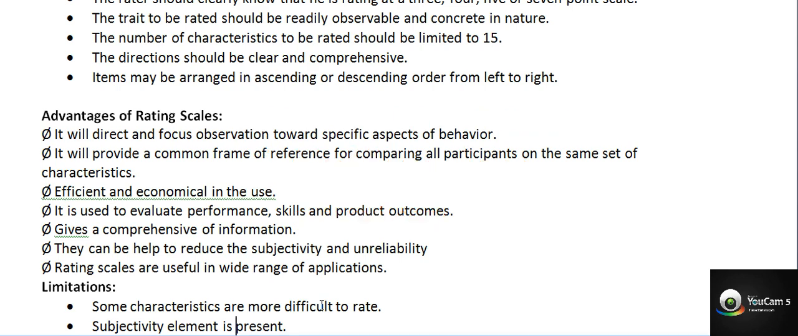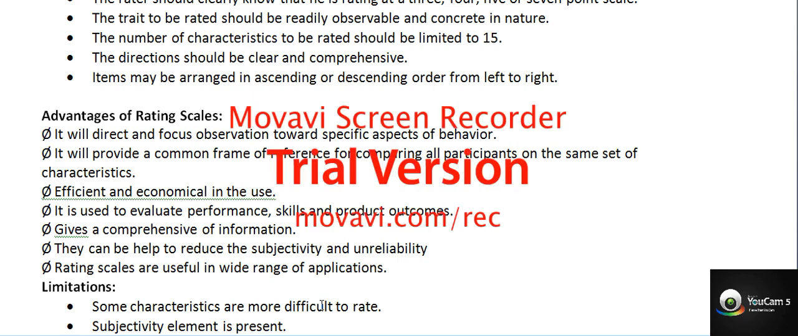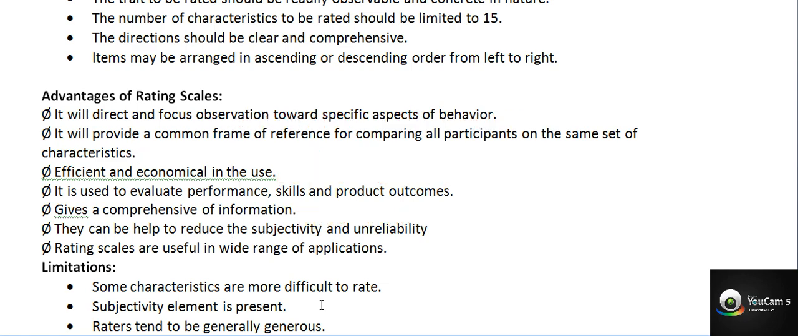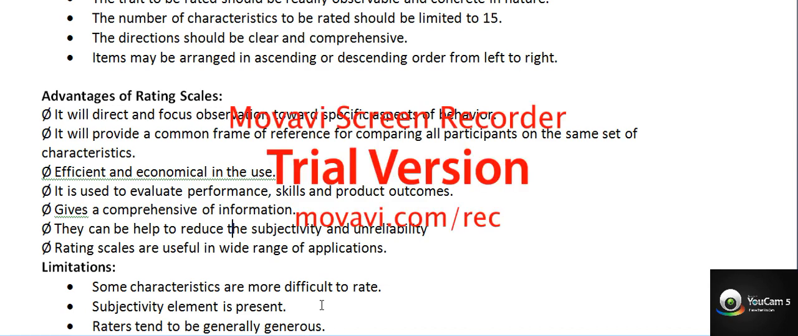It helps to reduce subjectivity and unreliability. Bias will be reduced when you use a rating scale, and of course it has a wide range of applications. So these are all the advantages. It focuses more specifically on behavior outcomes. It helps in comparison. It is efficient and economical. It evaluates performance, skills and product outcomes.